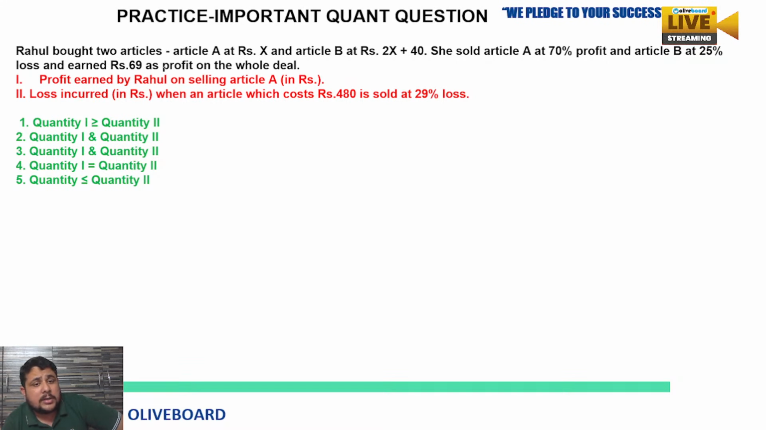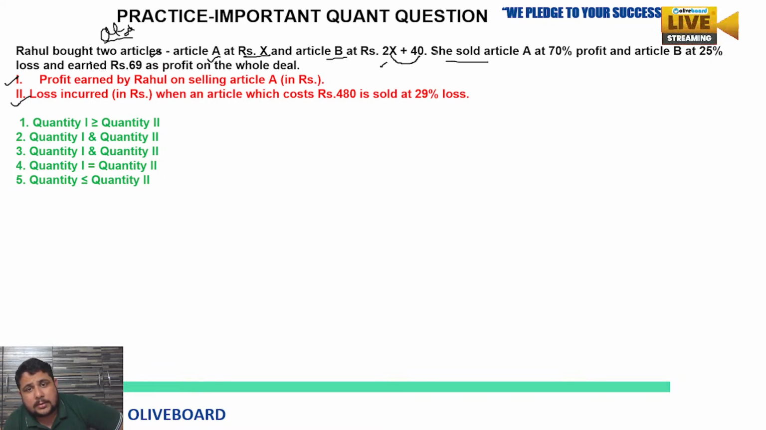Rahul bought 2 articles. Article A at rupees x and article B at rupees 2x plus 40. She sold article, quantity based question. This is quantity comparison based. You can see the options. They will give you some question, then quantity 1, quantity 2, just compare which one is the larger one. Now Rahul bought 2 articles, article A at rupees x, article B at rupees 2x plus 40.